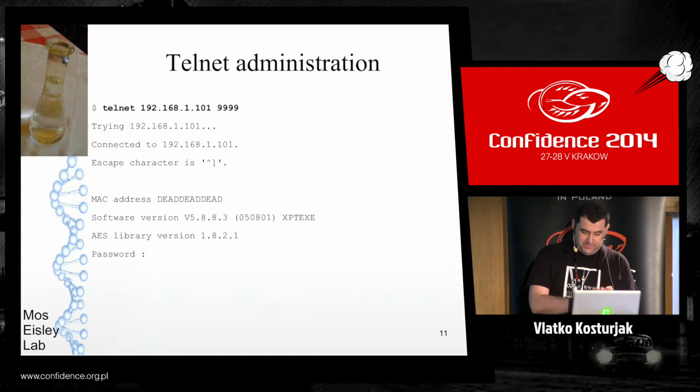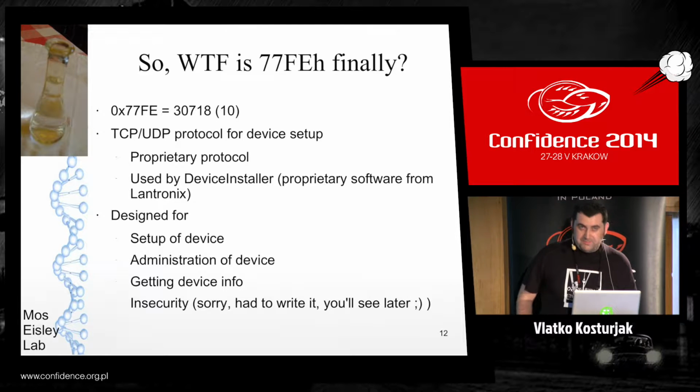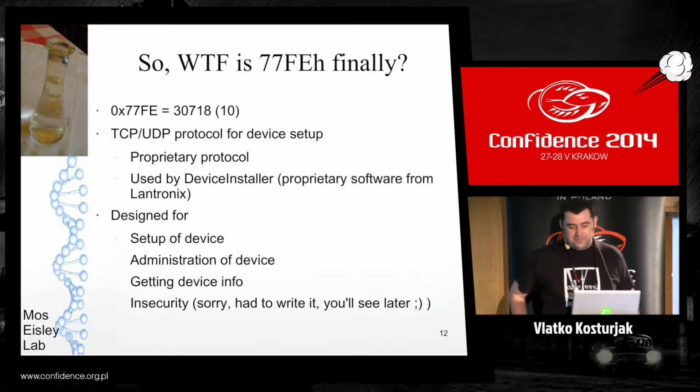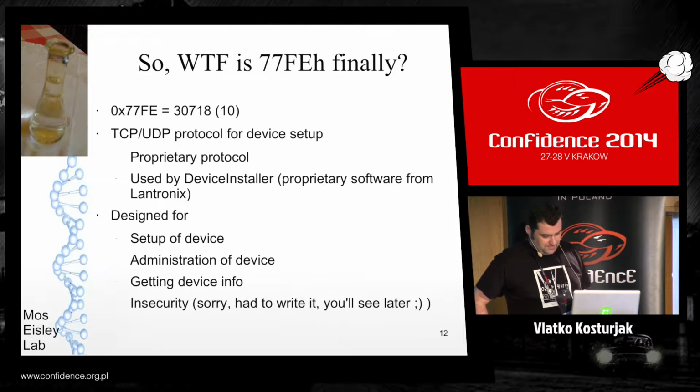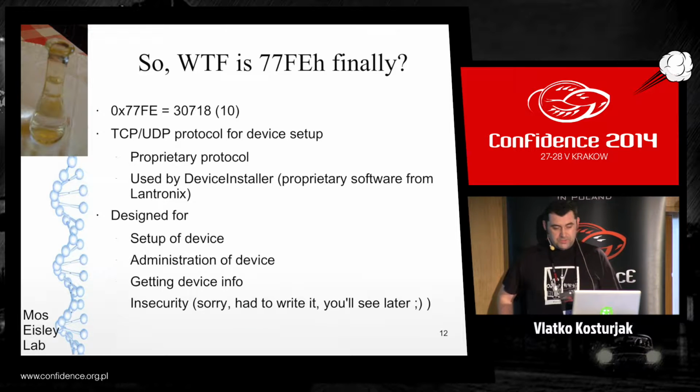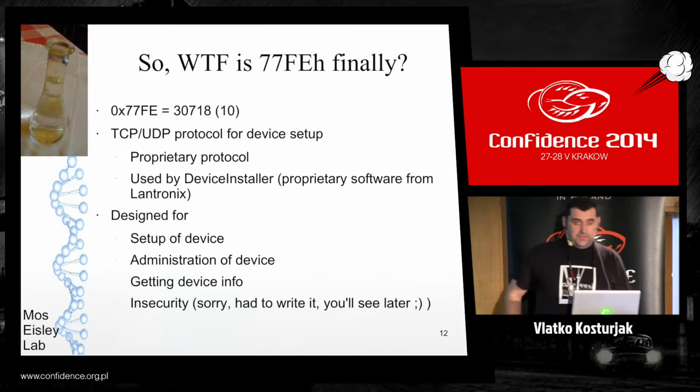So, okay, we got something like this. What will we do? We'll look at this other protocol, which actually talks. Custom protocols, I guess you already learned about from this conference. The guys at SecuRing also showed, and the speaker before me, that those are usually quite interesting. So what is 77FE? It's just a hexadecimal representation of this port, and it's the protocol used for device setup.